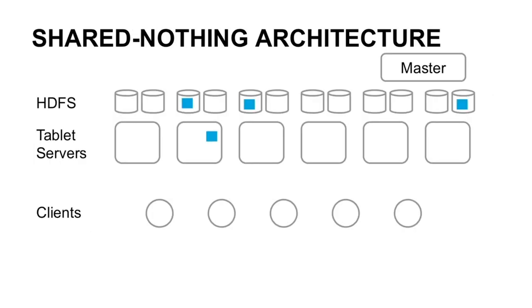Accumulo's design is described as a shared nothing system, since each tablet server is responsible for a different partition of the data, and since tablet servers each have their own storage, memory, and processing hardware.